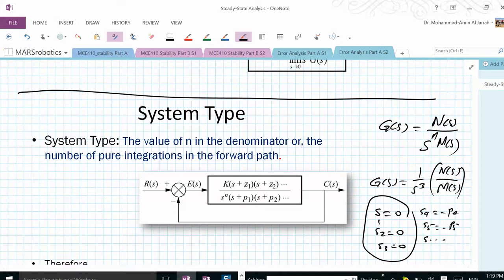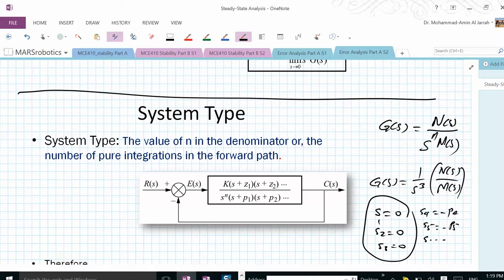When small n equals 0, when we have no poles at the origin, the steady state error to a step input was constant. This is a type 0 system. N equals 0, type 0 system. N equals 1, type 1 system. N equals 2, type 2 system.